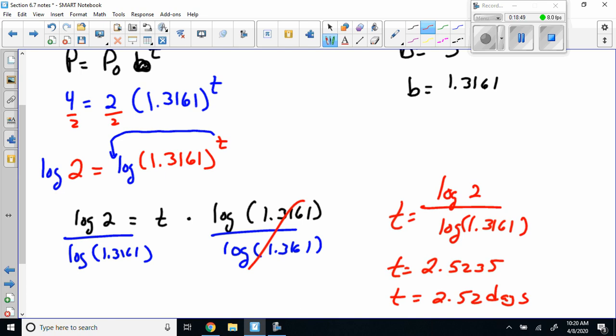So if it takes 4 days to triple, it takes 2.52 days for it to double. Okay, so there you go. This ends part 3, section 6.7.